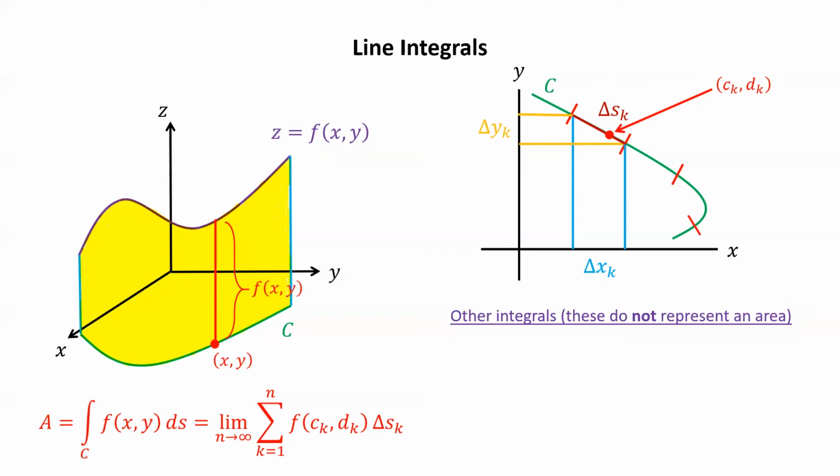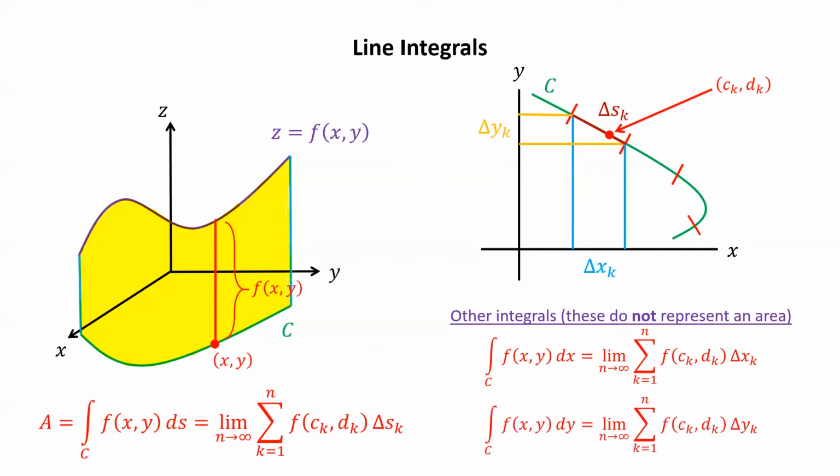Two other integrals that we will be interested in that do not represent an area, but come up in applications, are the integral over C of f of x, y dx, which is very similar. It's the limit as n goes to infinity of the sum of f of c_k, d_k times delta x_k. So instead of delta s_k, we're just taking delta x_k, which is the horizontal distances between two consecutive endpoints that we created. And similarly, we have the line integral over C of f of x, y dy, where we do the same computation, except we use delta y_k.